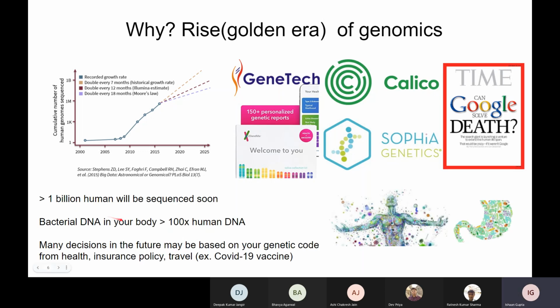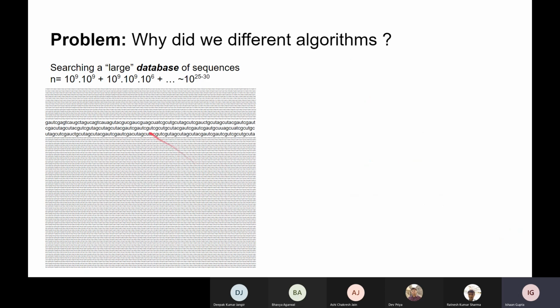So there are not just 1 billion humans who will be sequenced soon. We also have about 1 trillion cells in our body, and there are about 10 to 100 trillion cells of different bacteria that cover our body. This is called the metagenome. So we have our own genome, and the genome of all the organisms that reside on us forms what's called the metagenome, and that has about 100 times more DNA than human DNA, right? So all this basically means that you have lots and lots of sequences. We have a large database of sequences, approximately 10 to the power 30 nucleotides big.